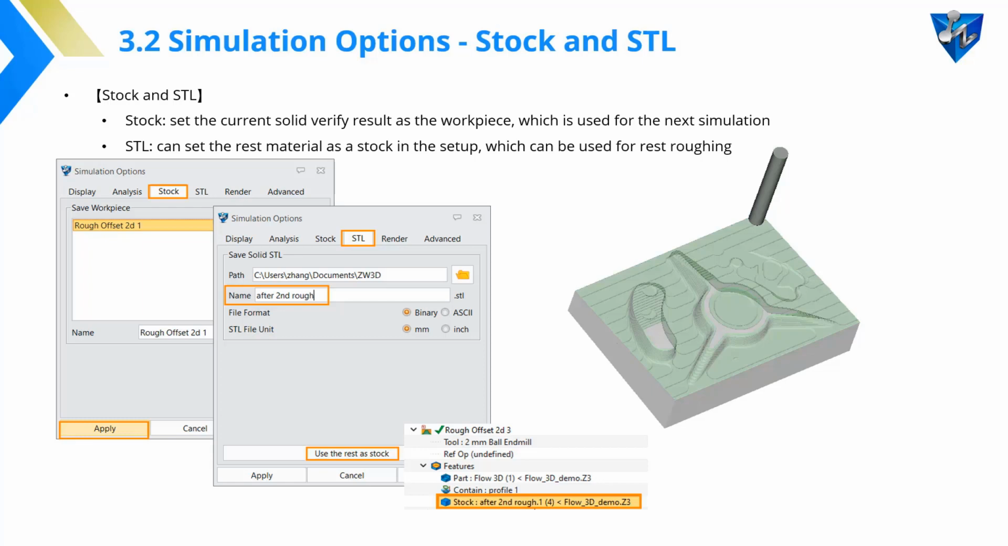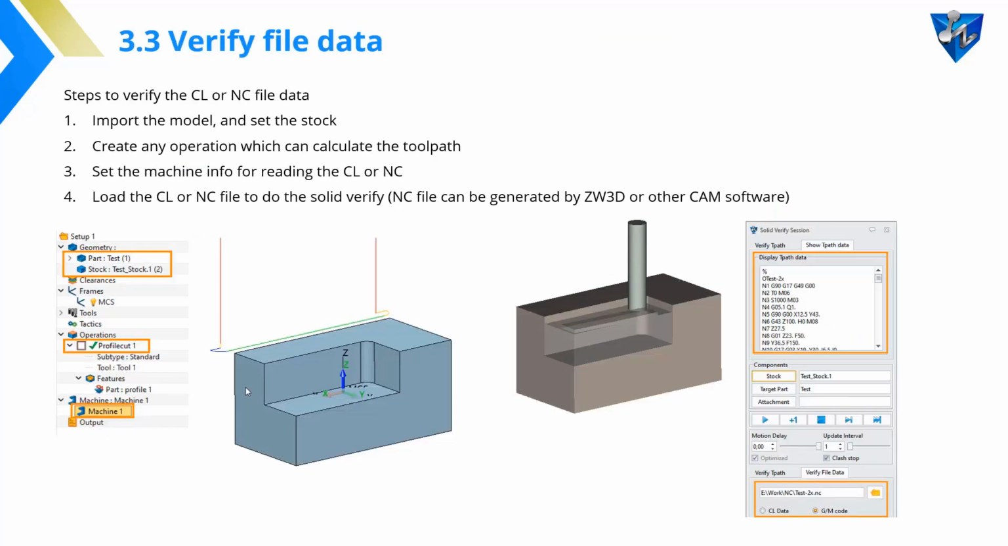Finally, ZW3D can not only verify the toolpath created in ZW3D, it also can verify the CL or NC file directly. As long as we have the model file, we can create an active CAM plan, set a stock, set the machine, and insert any operation. Calculate the toolpath, then we can run the solid verify to load the CL or NC file to simulate the cut process and check the result.